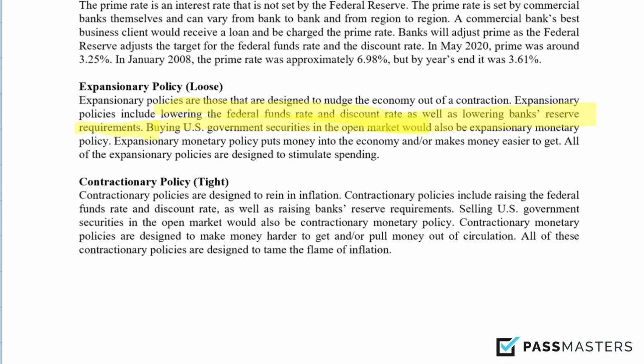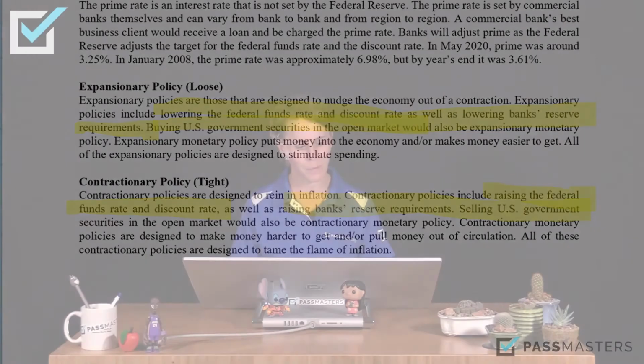Contractionary policies do the opposite of that, designed to rein in inflation. They would be things like raising the target for the federal funds rate, raising the discount rate, raising banks' reserve requirements, and selling U.S. government securities in the open market, designed to get money out of circulation and/or make money harder to get. All designed to tame the flame of inflation.